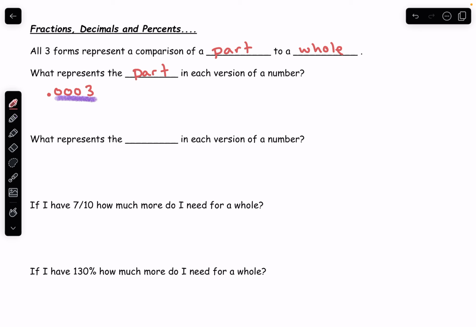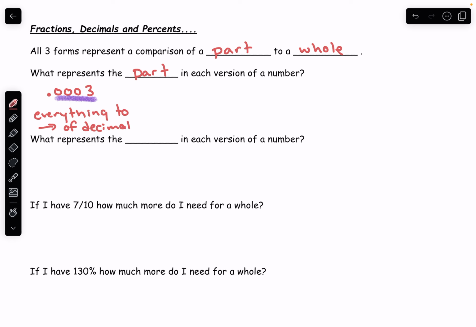So that 0003 is the part. Let's put a little note on there so you can add it to your notebooks. Let's say everything to the right of the decimal. I use shorthand a lot, get used to it. I'm a math teacher, not a language arts teacher.